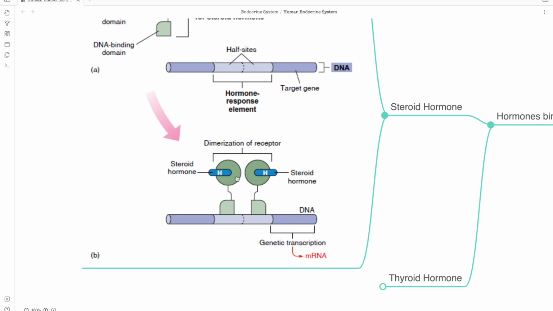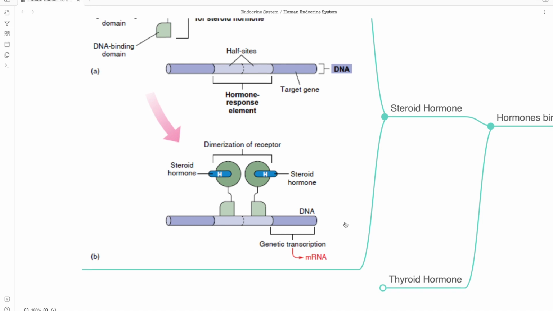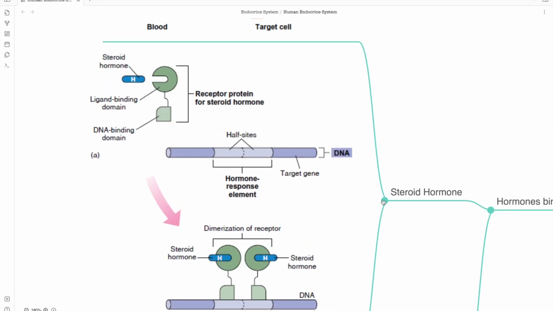And since both hormone receptor complexes are the steroid hormone and its respective receptor, we can say that this is a homodimerization. And then when this homodimerization is done, the mRNA transcription and translation happens. Hope that is clear to you. So this is the mechanism of action of steroid hormone.